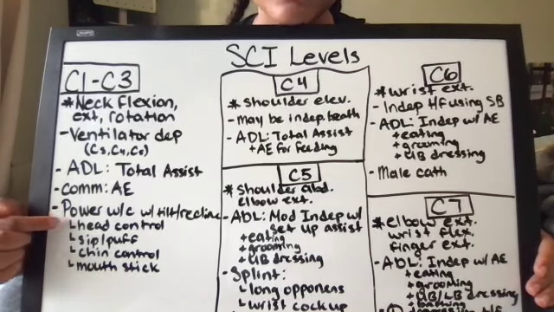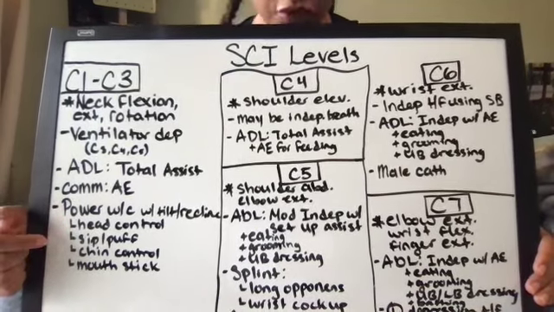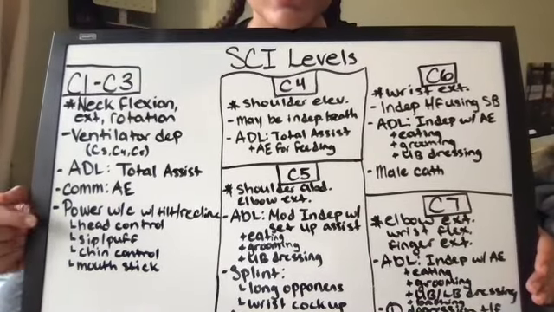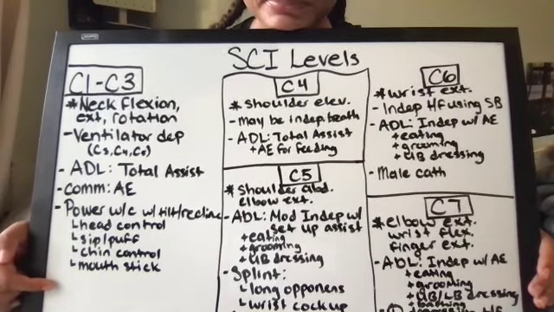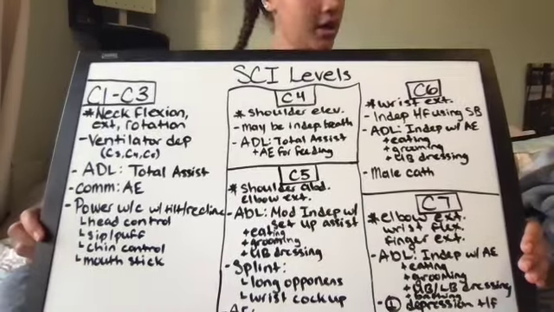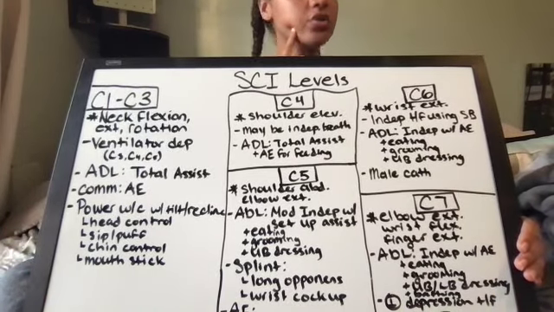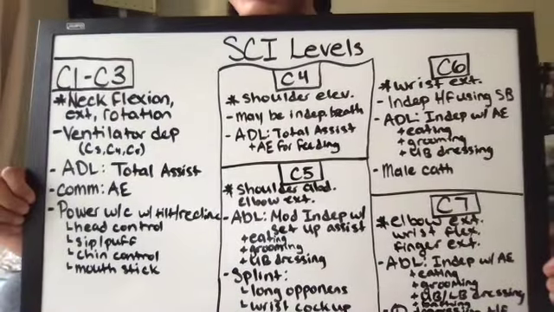And then these are just different types of ways that they can control the power wheelchair. So head control, sip and puff, which is they kind of blow into this little thing, chin control, and then a mouth stick. And this is because at this point they can control their neck. So their power wheelchair controls are going to have to come from their head or their mouth. All right, so that's that.